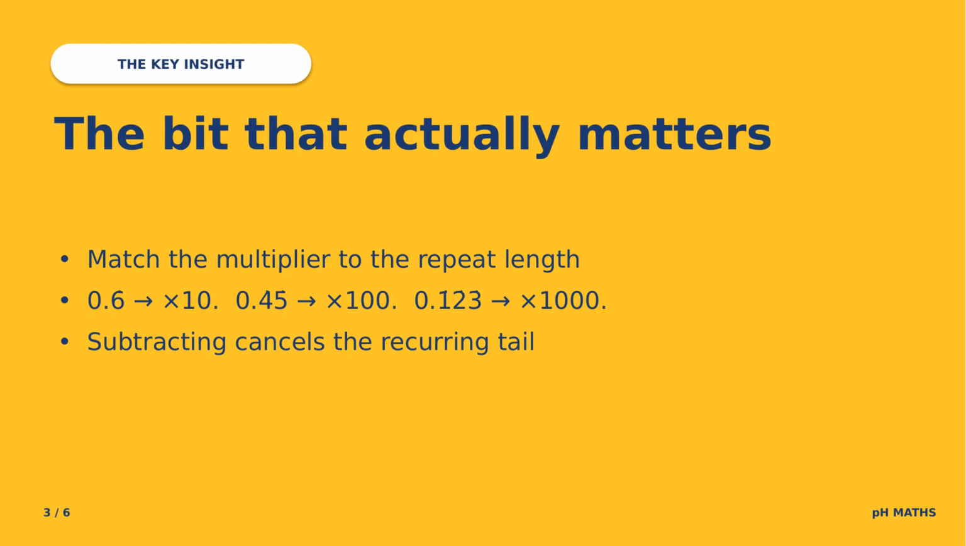Key insight. The multiplier must match the repeat length. 0.6 recurring, repeat of 1 digit, you multiply by 10. 0.45 recurring, a repeat of 2 digits, you multiply by 100. 0.123 recurring, repeat of 3 digits, multiply by 1,000. The subtraction cancels the infinite tail, leaving a finite number you can divide cleanly.